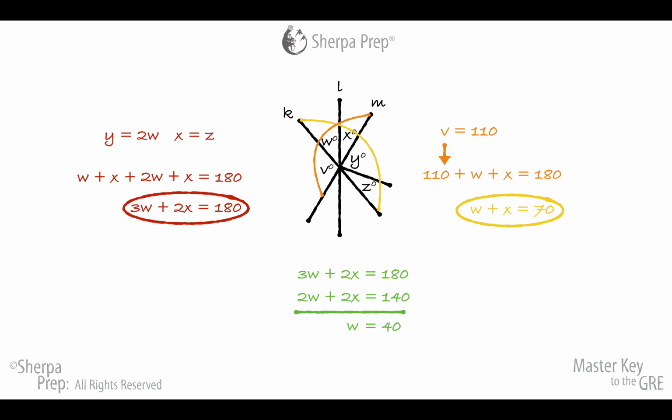Well, if w equals 40, we can take this information and plug it into our earlier equation to show us that x equals 30. And if x equals 30 and w equals 40, that means x divided by w is 30 over 40, which of course reduces to 3/4. And there you go. That's the reason here that 3 over 4 is the correct answer.